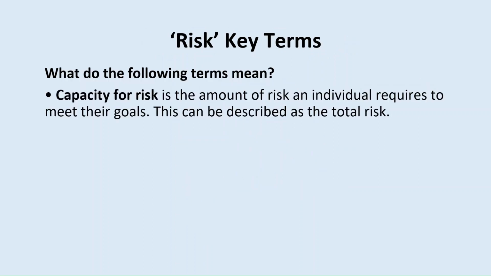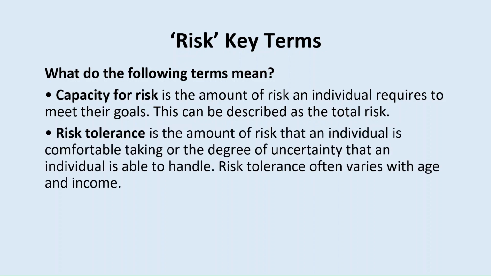The first one we're going to look at is capacity for risk. This is the amount of risk an individual requires in order to meet their goals. This can be described as the total risk. So someone's risk level is the amount of risk that individual requires to meet their goals, so their capacity for risk. The second one is their risk tolerance, the amount of risk that an individual is comfortable taking, or the degree of uncertainty that an individual is able to handle. Risk tolerance often varies, of course, as we just mentioned, with age and income. So capacity for risk and risk tolerance will and are likely to be different.